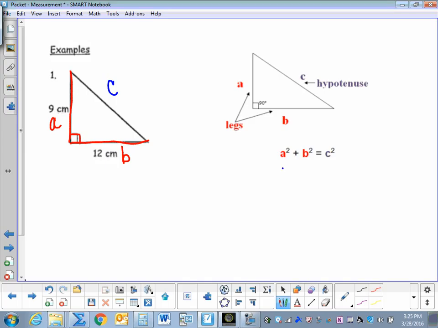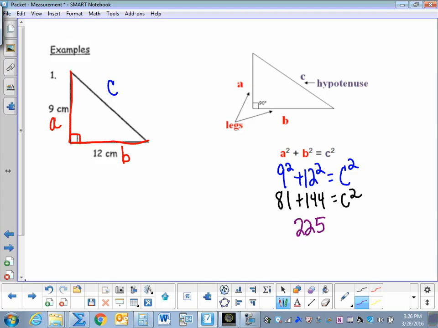A squared is 9, so 9 squared plus 12 squared equals c squared, and that's what I'm looking for, the hypotenuse. So now I just square the numbers. 81 plus 144 equals c squared. 81 plus 144 is 225. That 225 is equal to c squared.